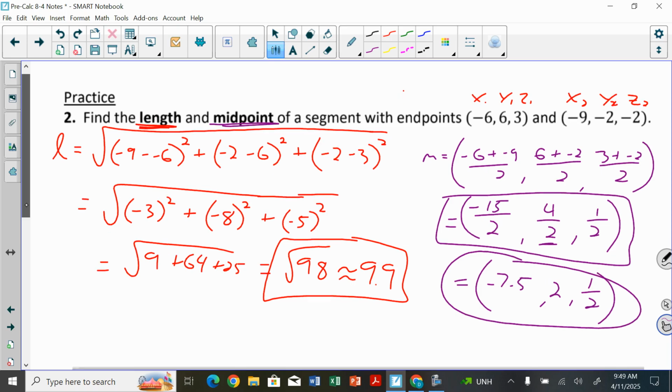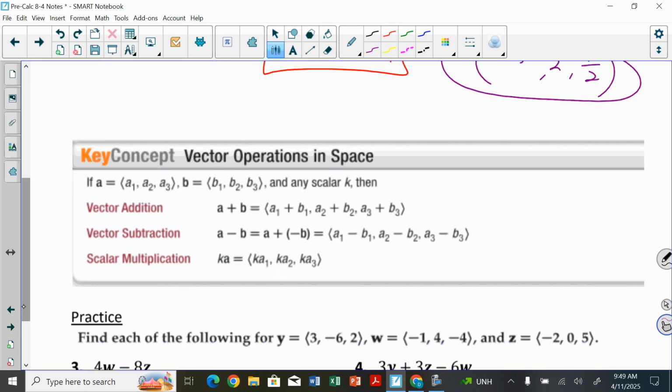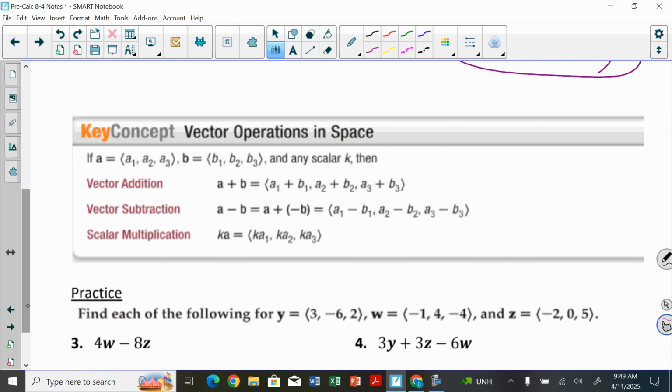All right, last thing today is to talk about vector operations in space. Same thing as in 8.2, nothing much changes. We're just extending it and adding the third coordinate to it. So when we think about vector addition, you've got your A plus B, you're adding them. Then I can say add the first coordinates, add the second coordinates, add the third coordinates, and you're good.